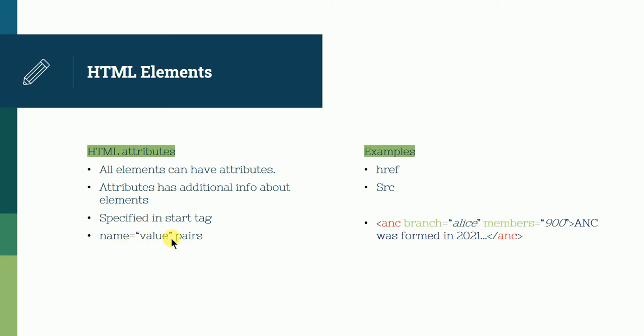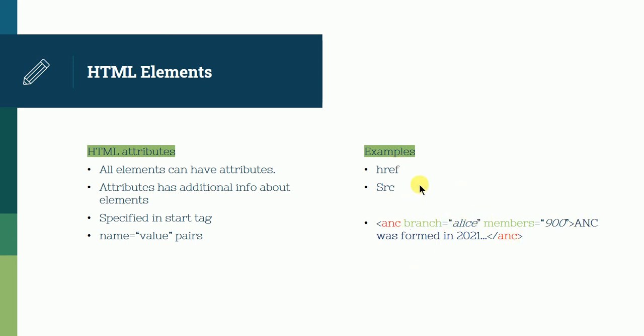They usually go in pairs, which means the name of the attribute and the value of the attribute. The name of the first attribute is branch, and the value of this attribute is Alice. That means the branch name for this ANC element is Alice. And then the members, they have 900 members. As you know, in between the opening and the closing tag, we have the content, so you can type your content here. So this is how attributes work.